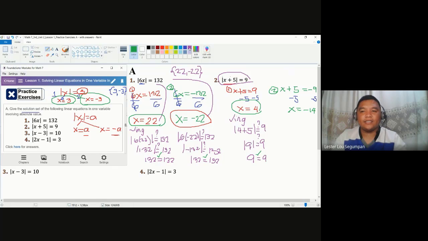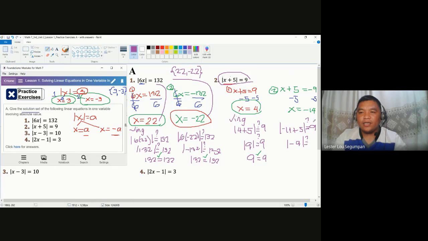For the second checking, you have negative 14 plus 5 is equal to negative 9. And then negative 14 plus 5 is negative 9. Question mark. I forgot. Sorry, I made a mistake here. When we used the original, it was positive 9. That was the mistake. Sorry for that. I did my warning.